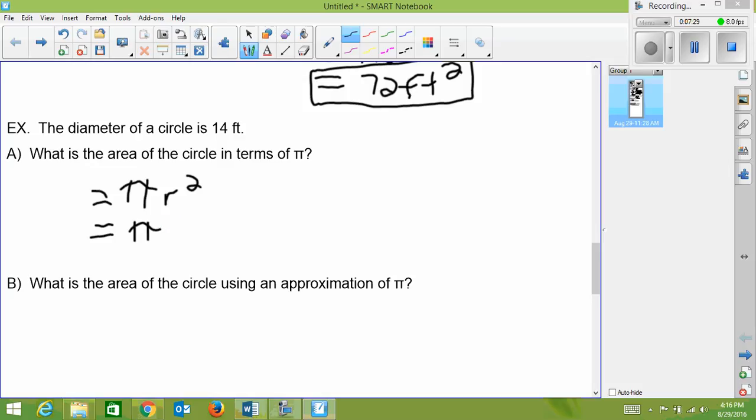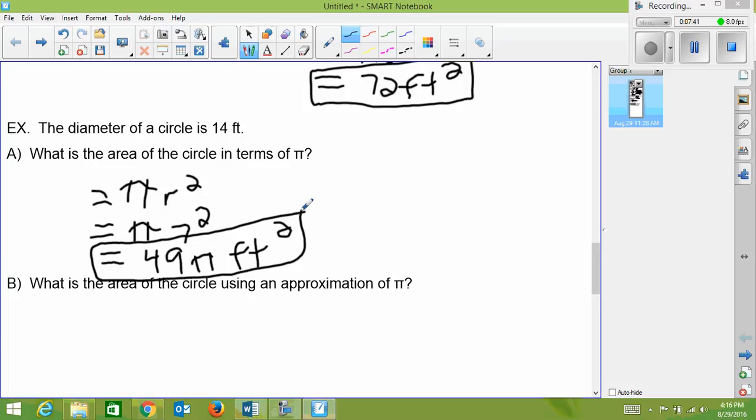So if the diameter is 14, my radius is 7, and I need to square it. So I would very simply just put, and I'm going to put the pi at the end, 49 pi square feet. In terms of pi means leave the pi symbol there. Don't multiply it out by 3.14.